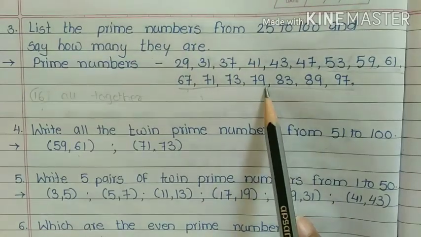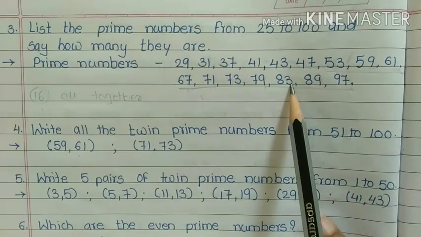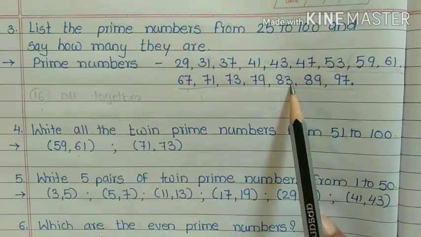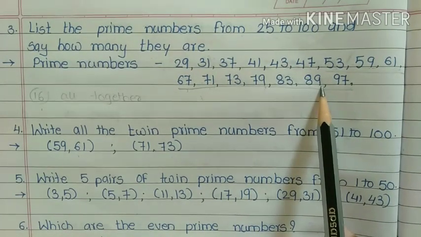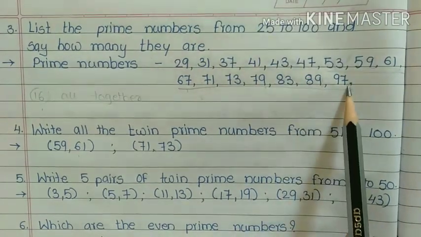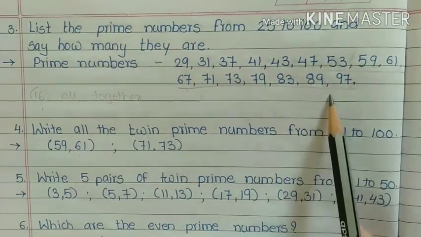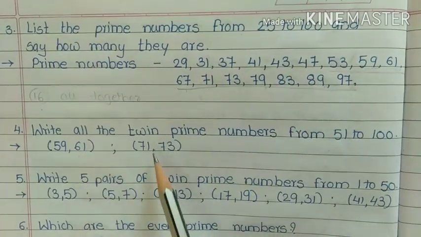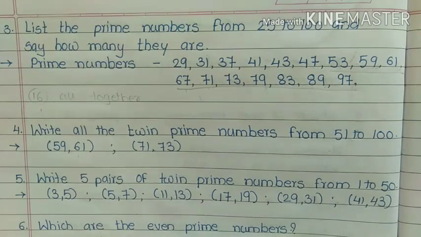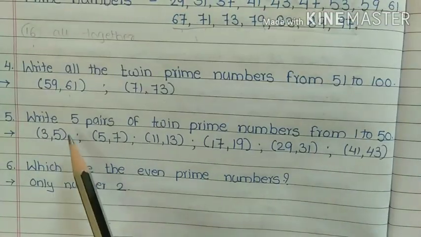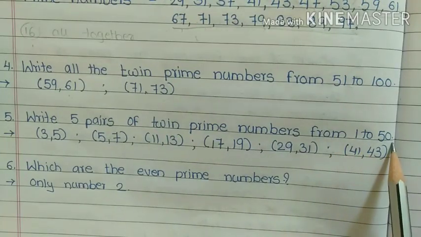73 and 79, no, difference is 6. 79 and 83, no, difference is 4. 83 and 89, difference is 6. 89 and 97, difference is 8. So we have only 2 pairs of twin prime numbers from 51 to 100. Write 5 pairs of twin prime numbers from 1 to 50.